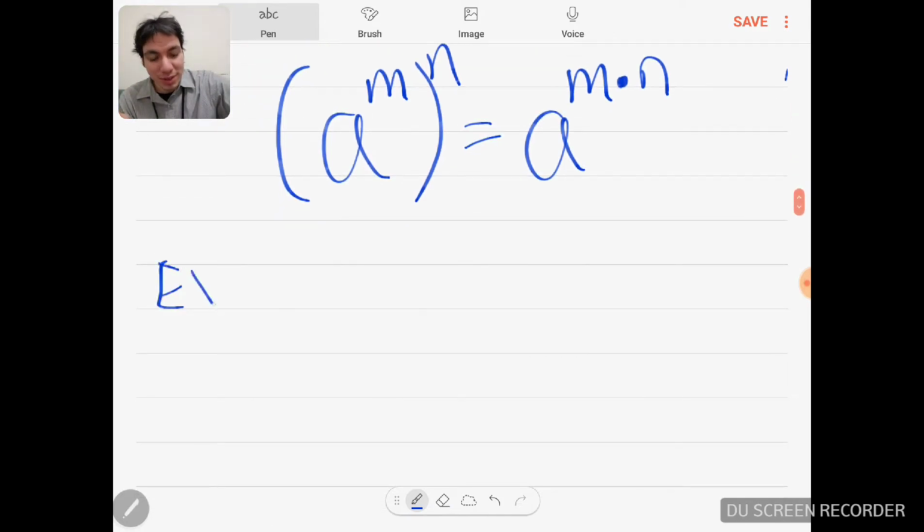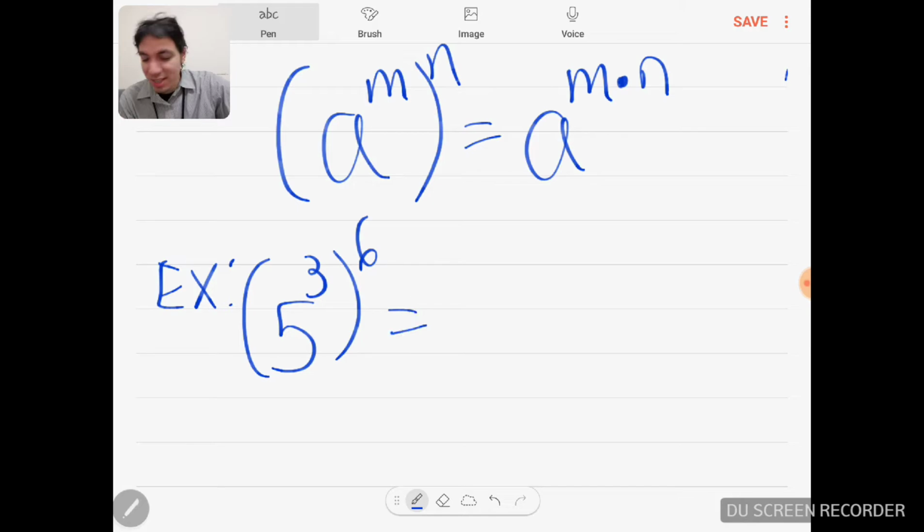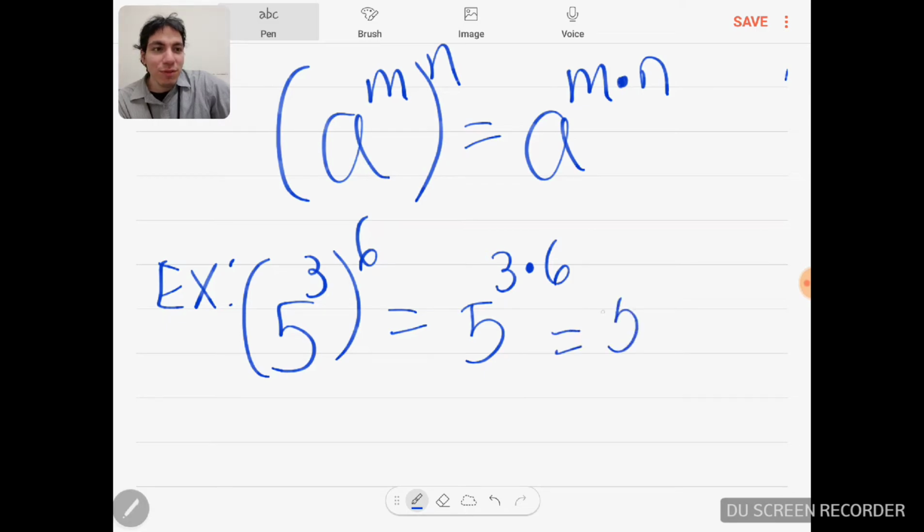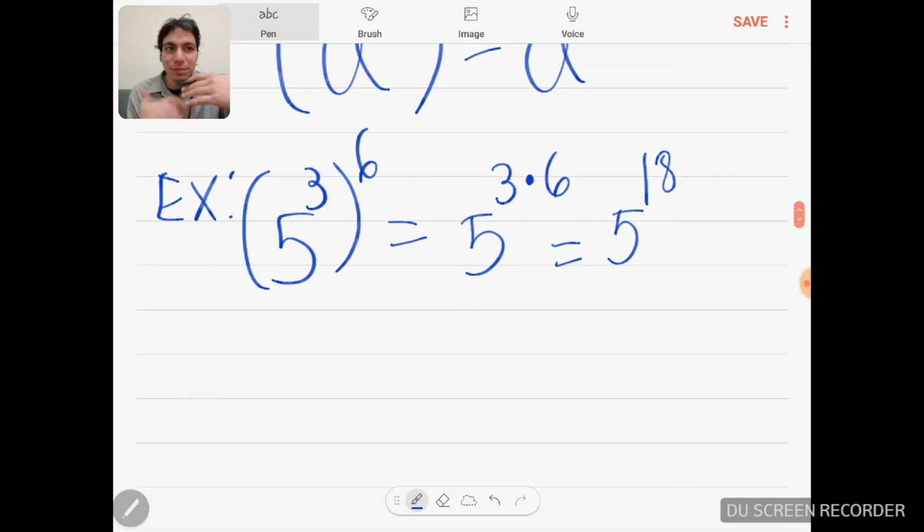So now let's continue with another example. If I have 5 to the third being raised to the 6th, I'm not asking you to multiply the results. I am asking you to multiply the exponents, but don't give me an actual value, because that's a big, big number. So this would be 5 to the third times 6, not 5 times 6. And that would be 5 to the 18th as my answer. My point is that you're just multiplying the exponents directly. You're not multiplying the base.